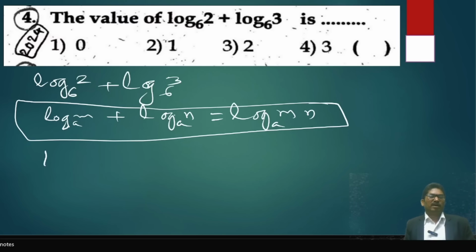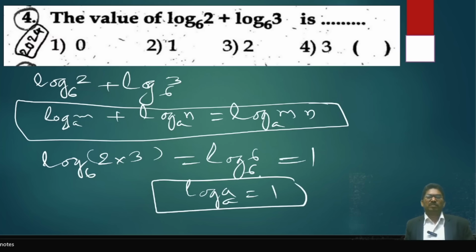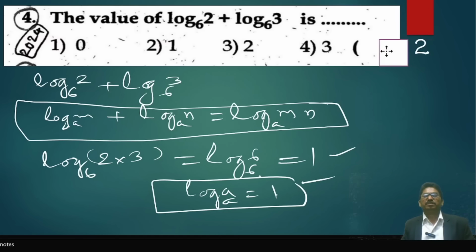So that's why log 2 into 3 base 6, log 6 base 6. Same base, same value is always 1. Log a base a is 1. So basing on this formula we get 1 as the answer. So what is the correct option? 2 is the correct option.